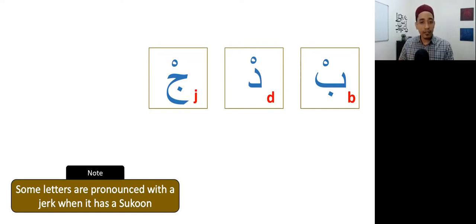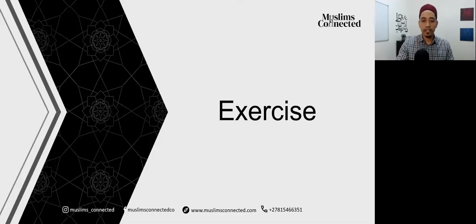And I didn't leave it at that. We outlined the exact sound. We said with a ba, it's like the b in biscuit. Ba, tuba. Dal, like the d in disk. Da, tadari. The jim, like as in just, j, tajri. Excellent.